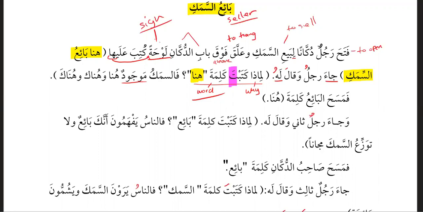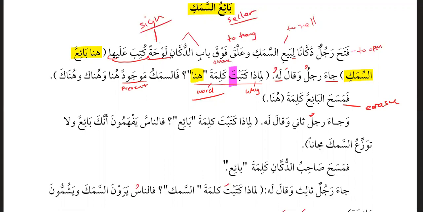Naam, he says, why did you write the word huna here? Because fish is present here and over there and over there. I mean, it's everywhere. So don't just write huna. You're not the only one with it, basically. Naam, فمسح البائع كلمة. مسح means to rub out, or to erase. Naam. So, فَمَسَحَ الْبَائِعْ كَلِمَةَ هُنَا. So the seller, he erased the word هُنَا.